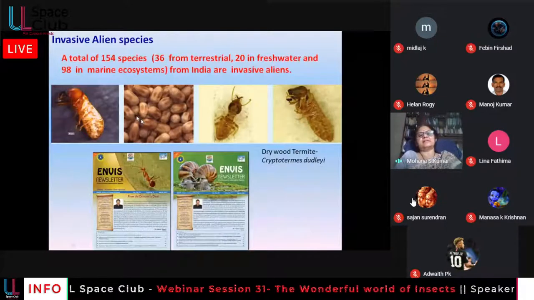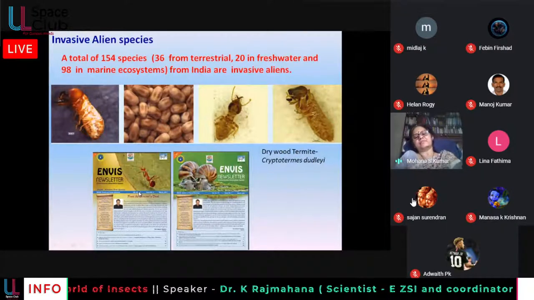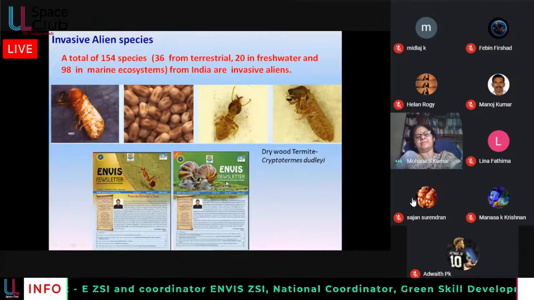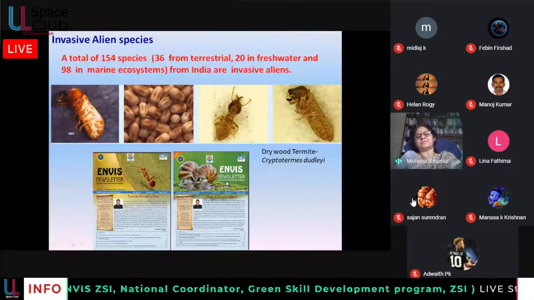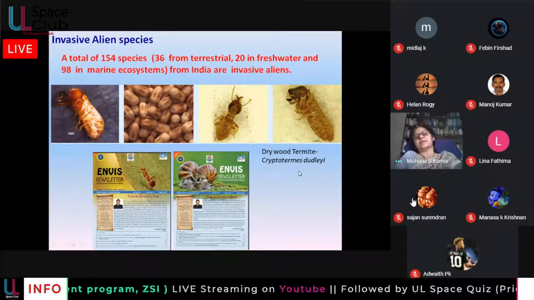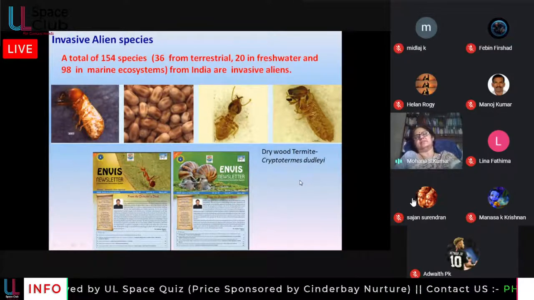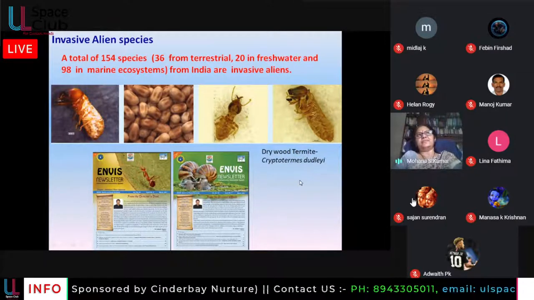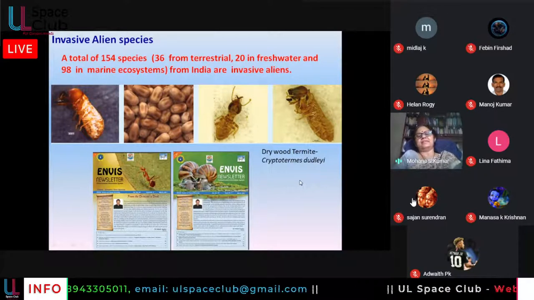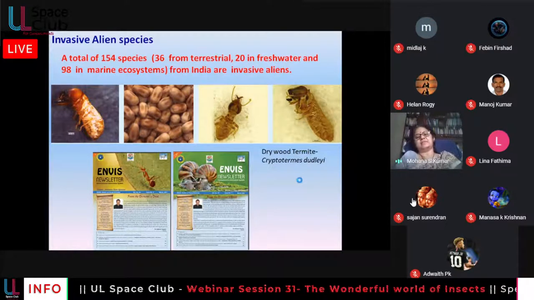Invasive alien species. Our Enemies newsletter, again, I'm telling you, those interested can please approach me. I can send you the copies. It will give you a basic idea of several groups of invasive alien species in India. This is about the termite, which is an invasive species. Mostly in the agriculture sector, in the last decade, of the 12 species which were known as invasive, they are all mealybugs, of which one example is the papaya mealybug, which we just discussed.